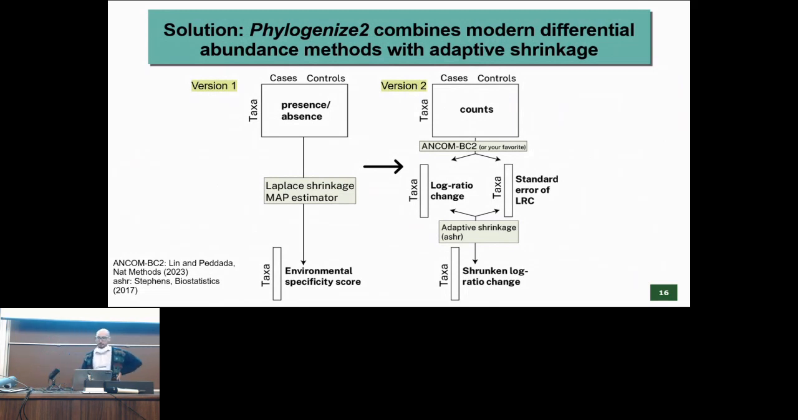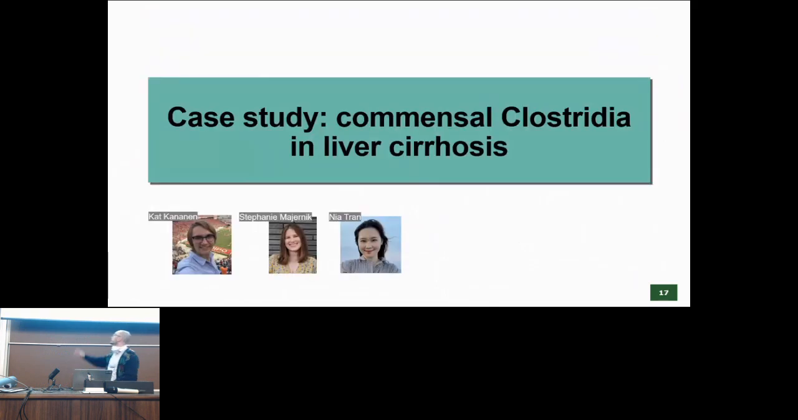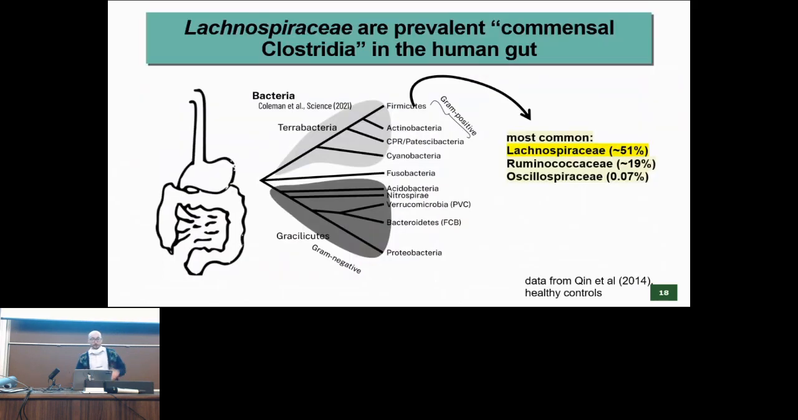And so in the last couple of minutes, I want to take you through some real results. Again, this work is really being pushed forward by Kat, as well as two graduate students in my lab, Nia and Stephanie. This work focuses on the commensal Clostridia in liver cirrhosis. In particular, it focuses on this family of bacteria called Lachnospiraceae, which my lab is very interested in.